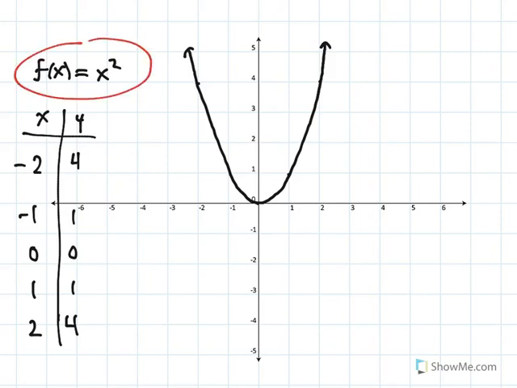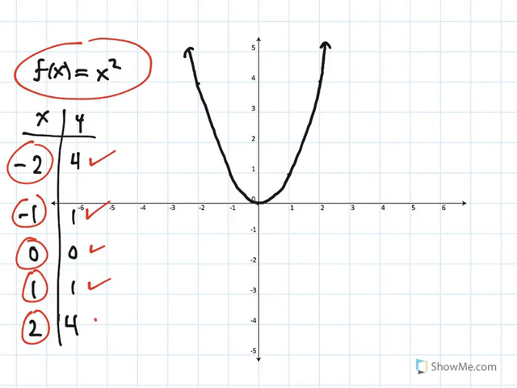f of x is equal to x squared is a function. For each input, there is exactly one output. However, it is not a one-to-one function because it is not true that for each output there is exactly one corresponding input. For example, when the output is 4, you can have 2 different inputs. So it's not a one-to-one function. It will not have an inverse function.